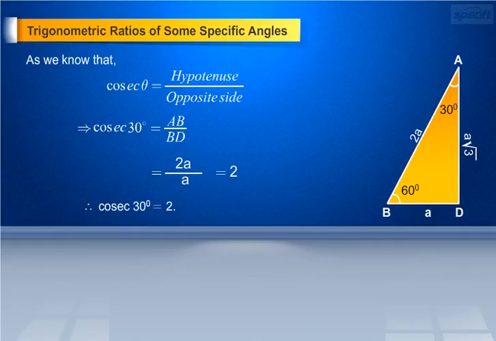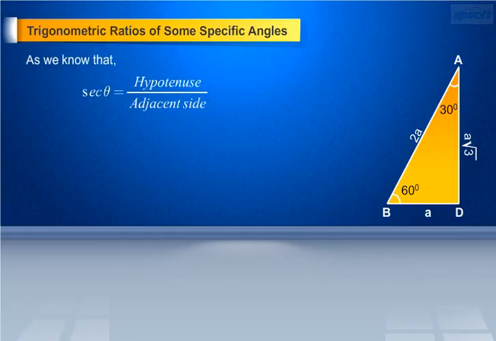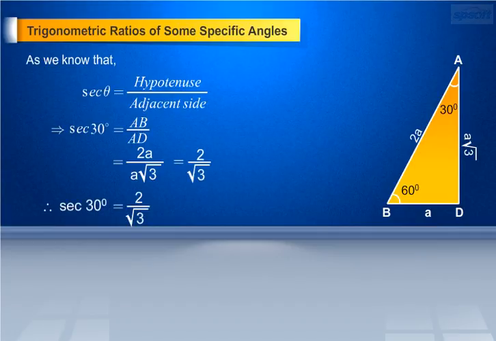Let's now find the value of secant 30 degrees. As we know that secant theta equals hypotenuse by adjacent side. This implies that secant 30 degrees equals AB by AD. This is equal to 2a by a root 3, since AB equals 2a, and AD equals a root 3. This is equal to 2 by root 3. Therefore, secant 30 degrees equals 2 by root 3.